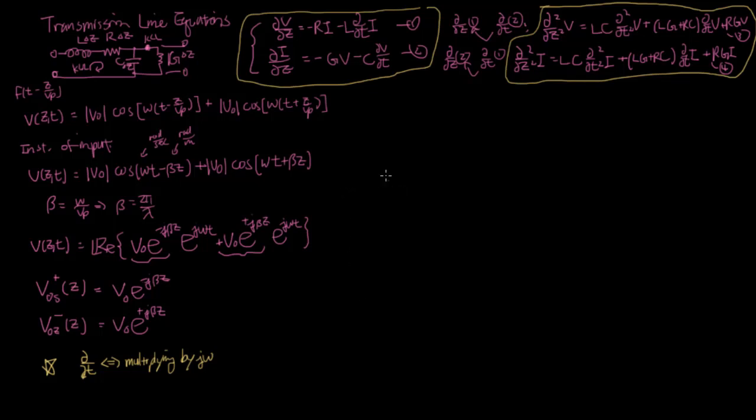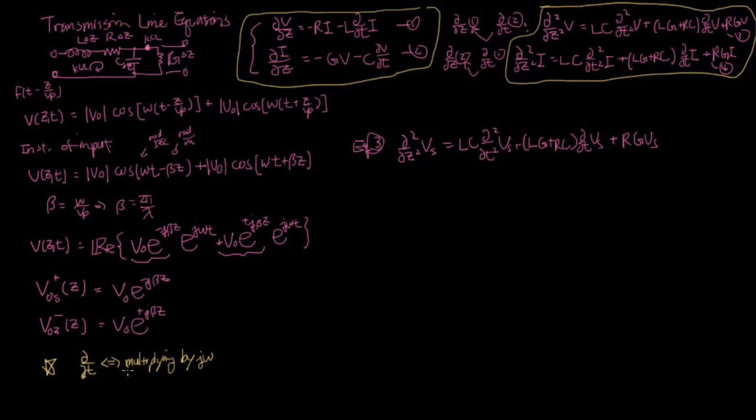So applying this to equation 3, we're going to stick this expression in here, and what we're going to get is d by dz squared of Vs, where we add the s because now it's a phasor, is going to be equal to LC times the second derivative with respect to t of Vs plus (LG plus RC) times the first derivative with respect to t of Vs plus RG Vs. So all I did was I took equation 3 and I added a subscript s. Just take it one step at a time.